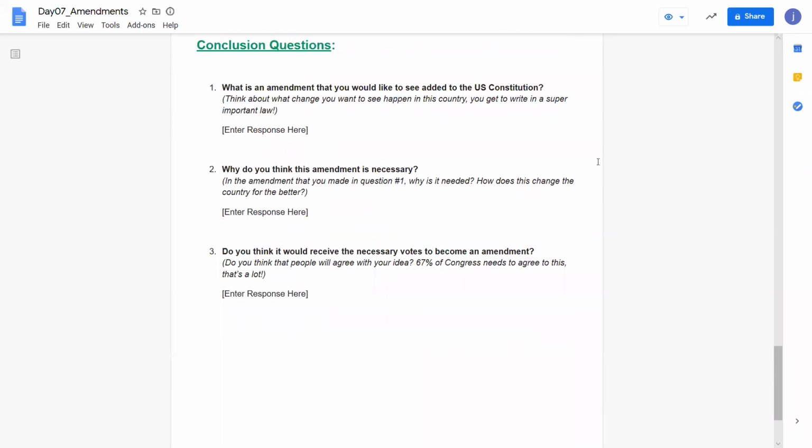And then number 2 is just explaining why you think this amendment is necessary. So whatever you wrote in number 1, why is it needed? Why are you putting this law in place? What's the reason behind this law, that it is needed right now?